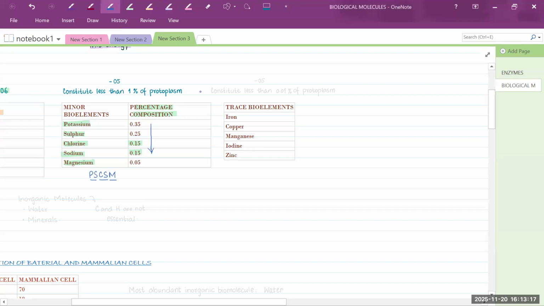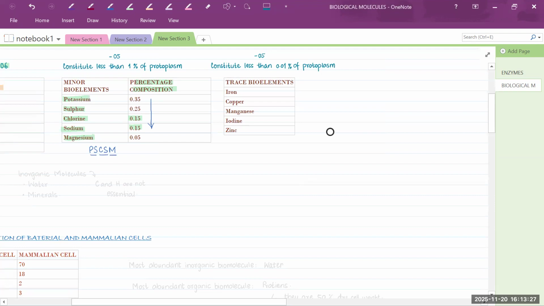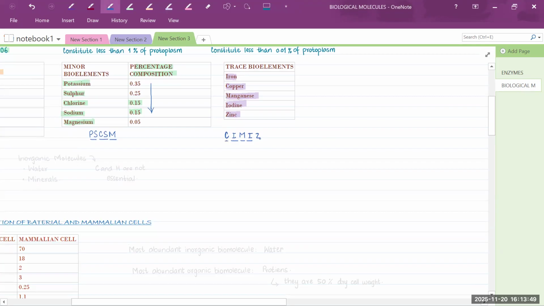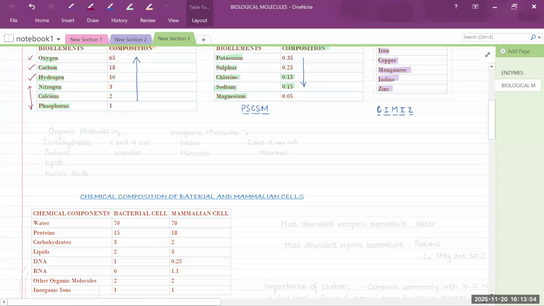now we have the trace elements. What are trace elements? They constitute less than 0.01% of the protoplasm, and they're also 5 in number. We have iron, copper, manganese, iodine, and zinc. The way you can remember it is, if you write down copper first, you have a pattern here: C, I, M, I and then Z. It's like IMI, and you can add the C and Z. You don't have the percentage composition for this, so that's a good point for you guys.